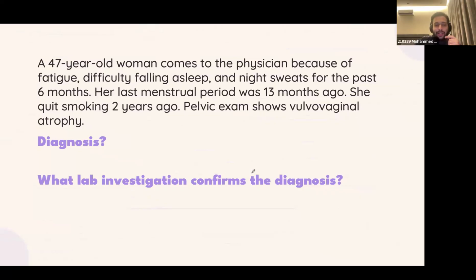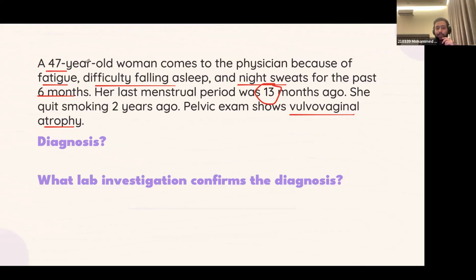Now, this patient is a 47-year-old woman that comes to the physician because of fatigue, difficulty falling asleep, night sweats for the past 6 months. Her last menstrual period was 13 months ago. Pelvic exam shows vulvovaginal atrophy. What's your diagnosis? Menopause, excellent. Why do you think it's menopause?